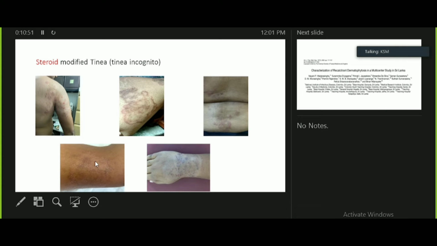So when it comes to host immunity, one factor that mainly affects is the use of topical steroids. Steroids modify the tinea. This is how it looks, steroid-modified tinea. So we call this tinea incognito. The classical margins are lost, with less inflammation and hypopigmentation due to steroid use. Although the inflammation is less, the organism keeps on growing. So that causes recalcitrant disease. And all these photos are of tinea incognito.